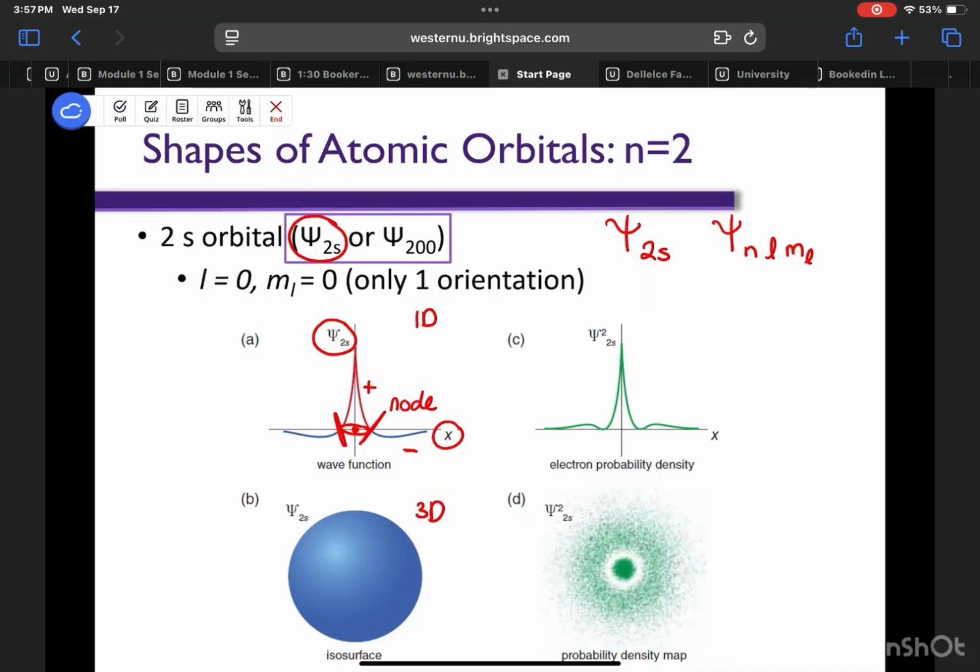I can take the square of this psi function, which is what I'm going to do over here. Now, you know when we square something, the positive value stays positive. A negative value turns into a positive value when we multiply negative times negative. And now we're at a probability density plot. So that means at the top, we're looking at higher probability.